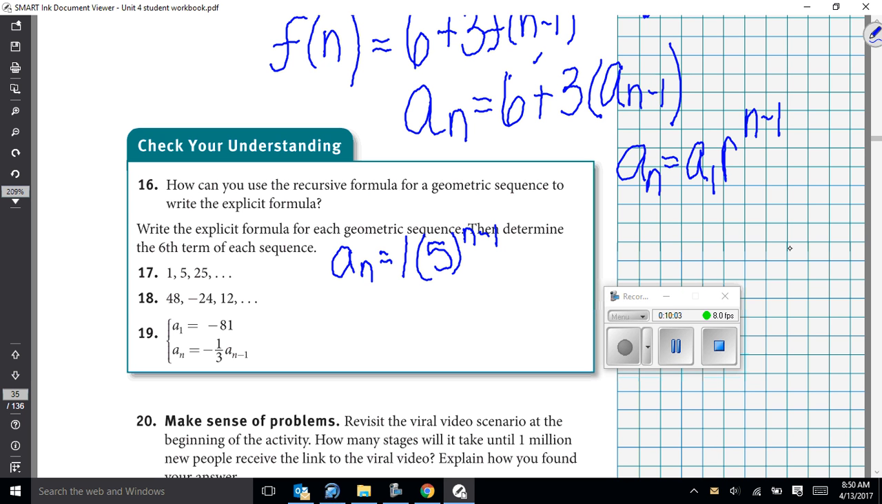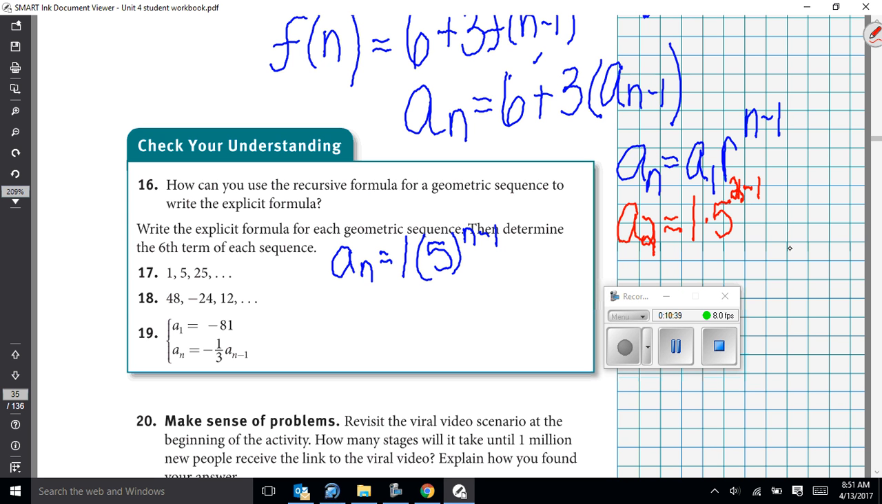So if we want to find the first term of our sequence, we're going to put 1 in for n, right? So then we have 1 times 5 to the 1 minus 1, because n is 1. What's 1 minus 1? 0. What's 5 to the 0 power? 1. And 1 times 1 is 1.